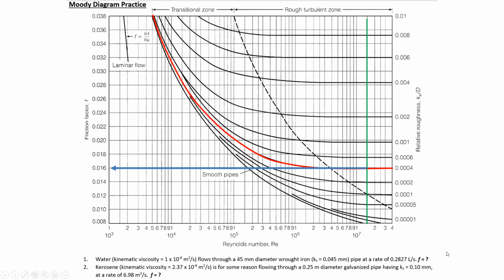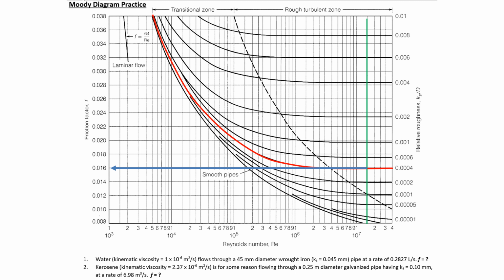Okay, so let's look at where that puts us on these points of intersection. 1.5 times 10 to the 7th is here on the extreme right edge of the Moody diagram. So 1.5 times 10 to the 7th, we're going up, looking for where that intersects the 0.0004 curve, and then following it to the left. So it should be 0.016 is the friction factor.